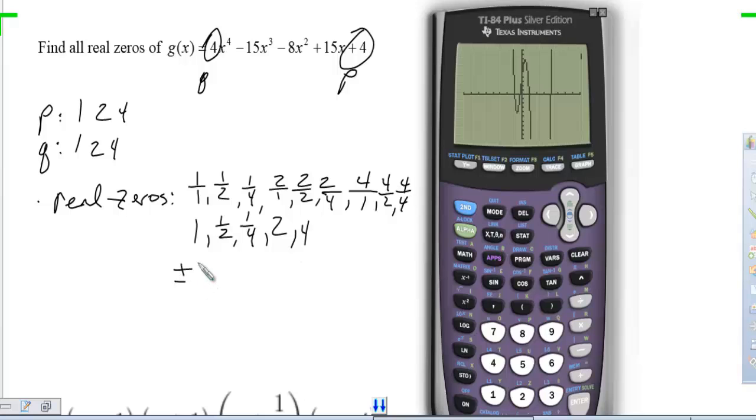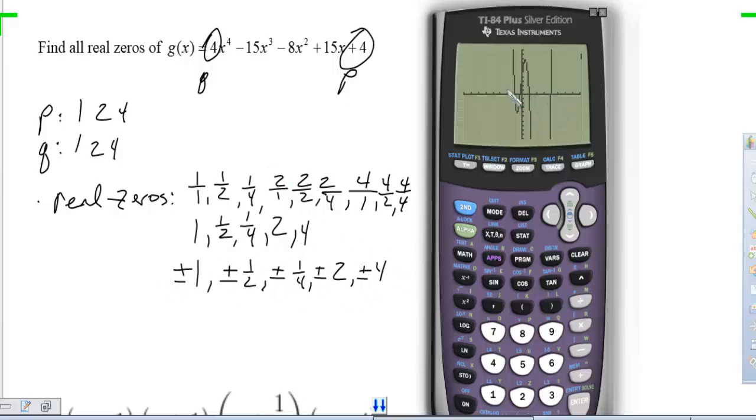Then each of these are plus or minus. You can list them in ascending order, but it's really not necessary. I just go based on P over Q and make sure that I kind of ultimately distribute it to each value here so I don't miss any. So these are all the potential roots.